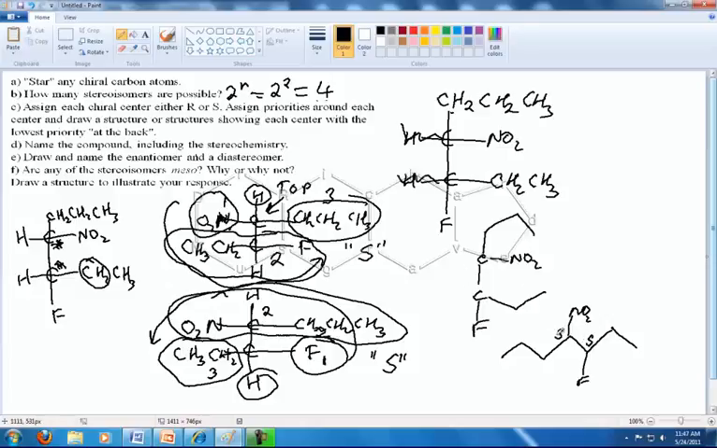Now that I've got a line structure, I can figure out a name. And the numbering for this would go from this end. It'd be 1, 2, 3, 4, 5, 6, and 7. So we know it's going to be a heptane. I'm going to go ahead and delete some of this so I have a bit more room to work.